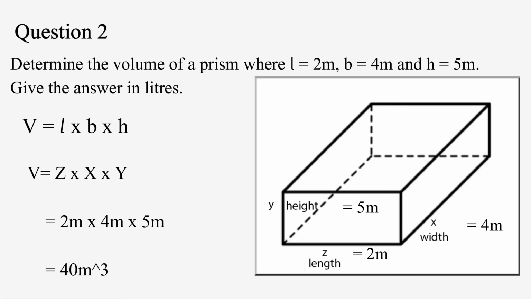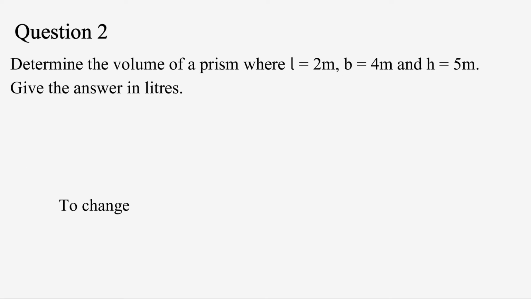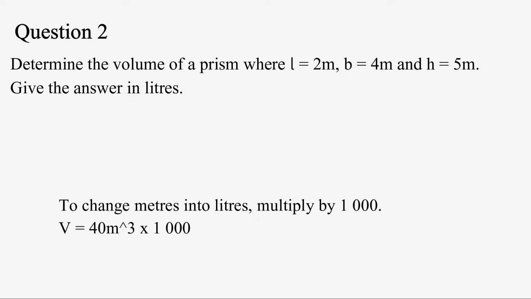We put the numbers into our equation. 2 times 4 times 5. That'll give us a total of 40 meters cubed. Now, to change the meters into liters, we have to multiply by 1,000. So V equals 40 meters cubed times 1,000. That'll give us 40,000 liters.